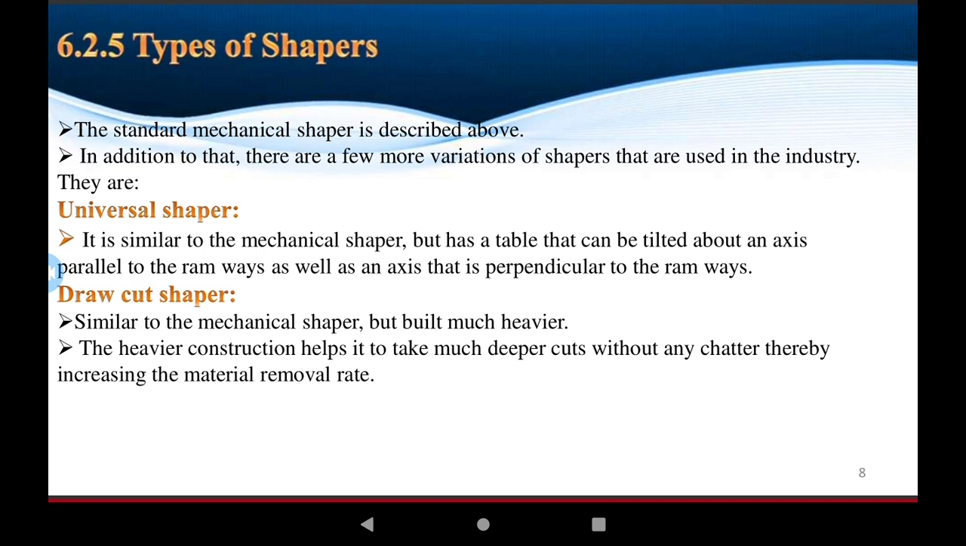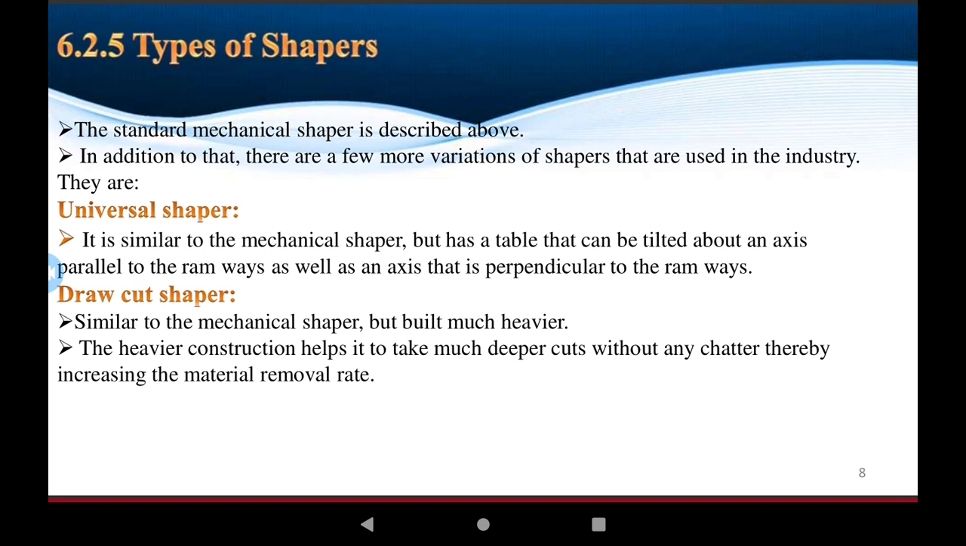The belt is much heavier. The heavier construction helps it make a much deeper cut without any chatter, by increasing the material removal rate.